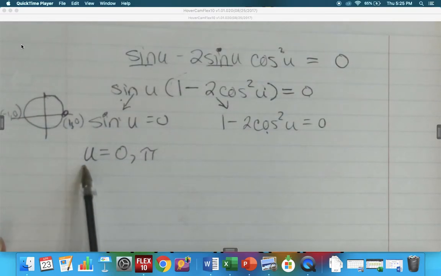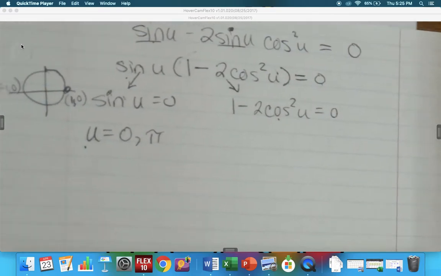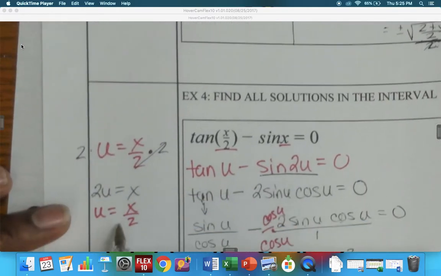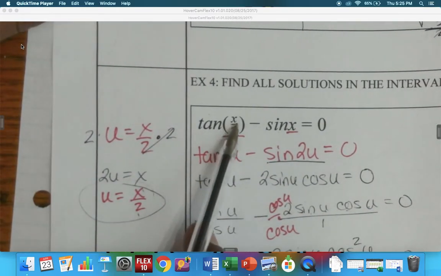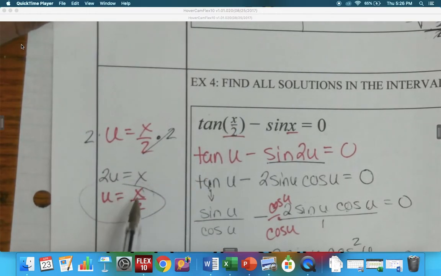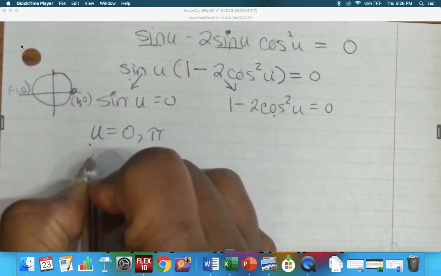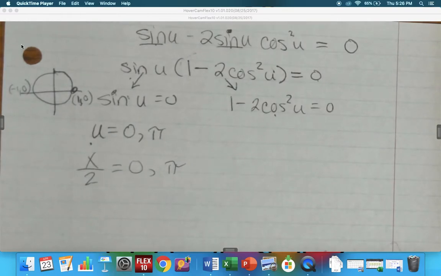And we have to go back and say, well, u was not what I was given. I used u substitution to make the problem easier for me. So let me go back and say, what was u supposed to be equal to? Oh, it was equal to x over 2. Ultimately, I was asked to find the value of x. Okay, so I need to go back and replace u with x over 2. So instead of u, I'm going to put x divided by 2 is actually equal to 0 and pi.